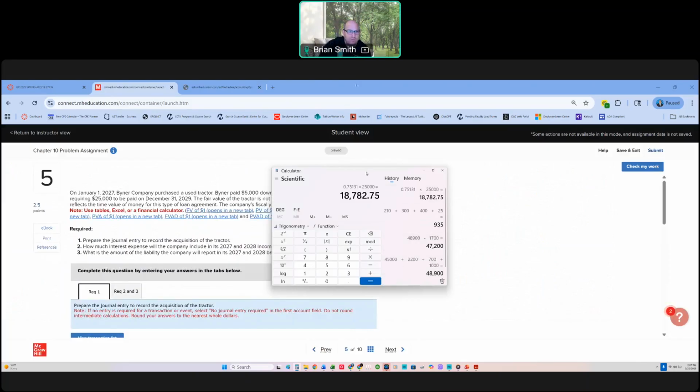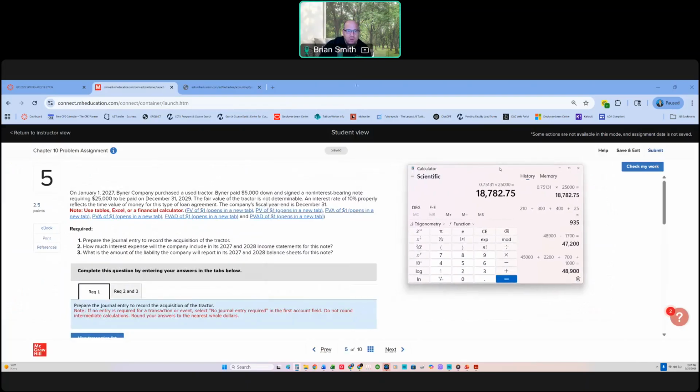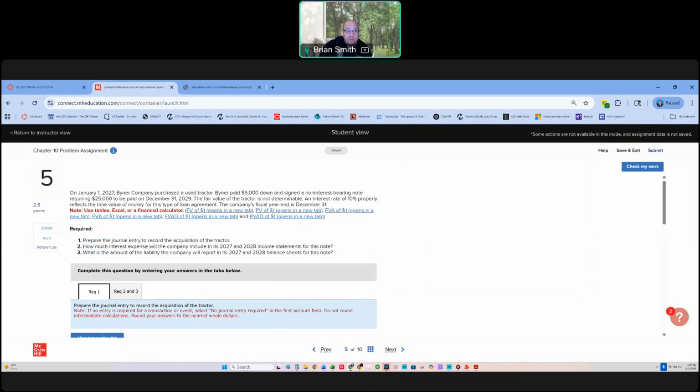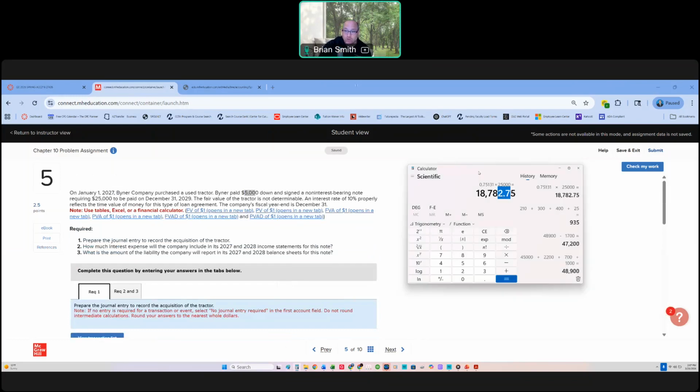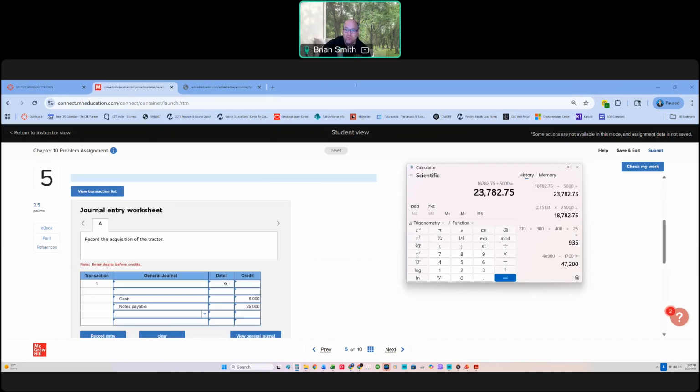So this amount, if we round, is 18,783. I think it said to use tables, Excel, or a financial calculator. Whatever, the bottom line is we're going to go ahead and round this to 3. It doesn't say what to do, but I'm going to round it to 3. But we've got to add this 5,000 to it as well. So our tractor actually is 23,783.